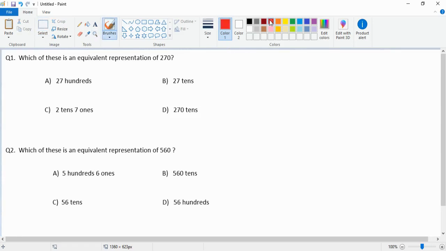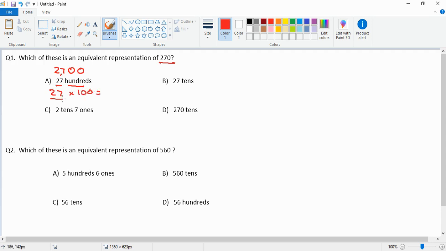Which of these is an equivalent representation of 270? Now, there's a couple of ways I'm going to be solving these just to show you the two choices. We have 27 hundreds. I've been showing you one way in class. Copy the 27, and when you see the word hundreds, just add two zeros. The other way, correct way I suppose, is that is the same as 27 times 100.